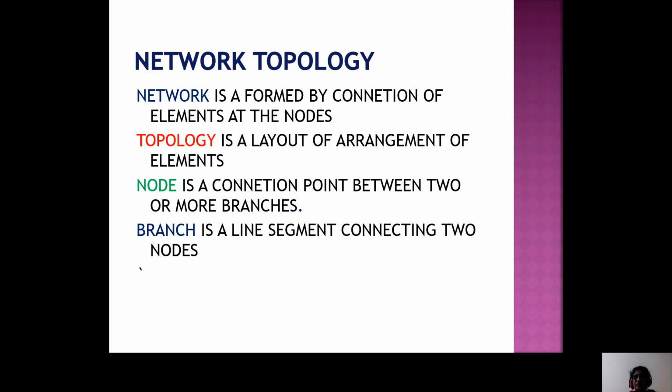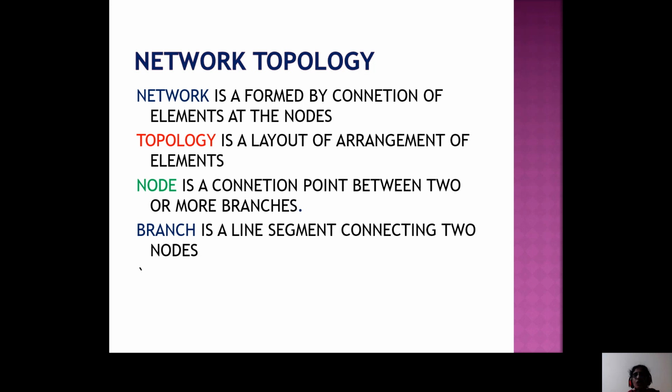Active and passive elements means resistor, inductor and capacitor, and voltage sources and current sources. The interconnection of the different active and passive elements is nothing but the network. Next, what is topology? Topology is the layout or arrangement of elements. When you draw the layout of a network, we term it as the topology. That is nothing but network topology.